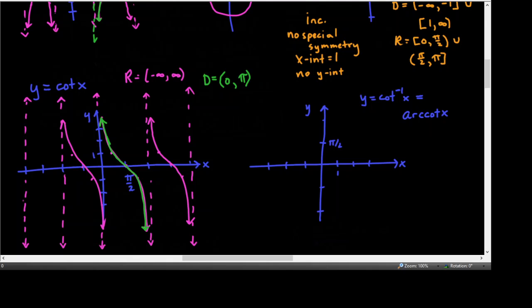the vertical asymptote at x equals 0 will become a horizontal asymptote y equals 0. The vertical asymptote at x equals pi will become a horizontal asymptote at y equals pi. So those are our horizontal asymptotes, y equals 0 and y equals pi.